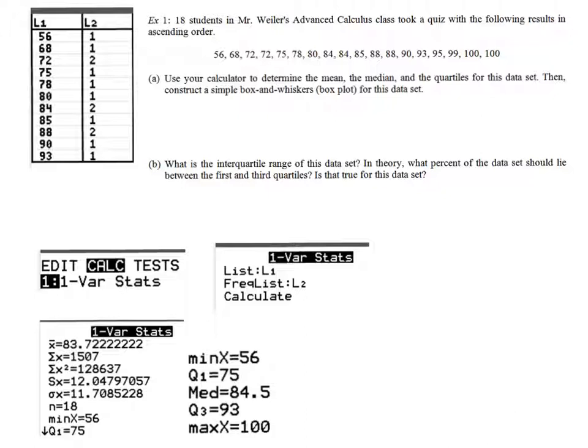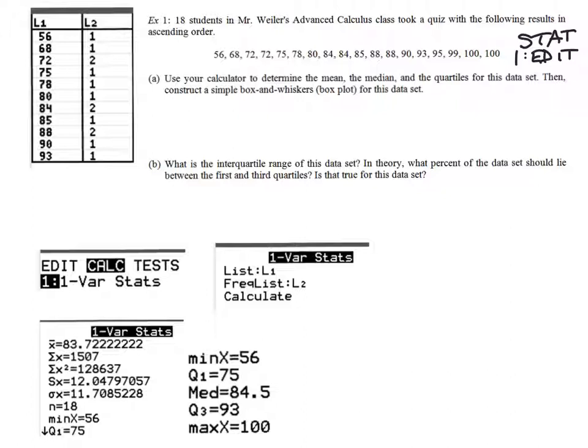So in example number 1, it said 18 students in Mr. Weiler's advanced calculus class took a quiz with the following results in ascending order. You'll notice that some of these numbers repeat. So when they repeat, I put them into my graphing calculator under Stat, Edit. So again, I went to the calculator and I pressed the Stat key and I chose number 1, Edit. That allowed me to go into the lists in my calculator.